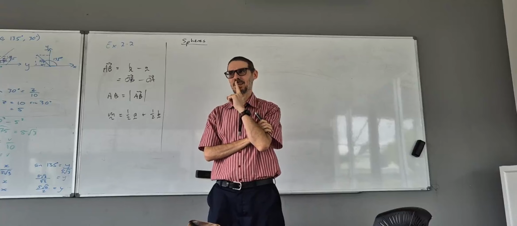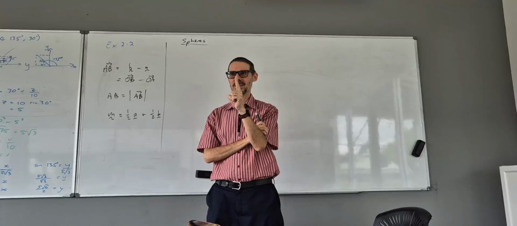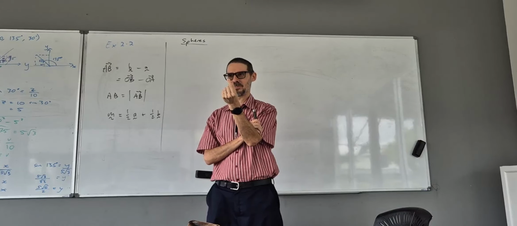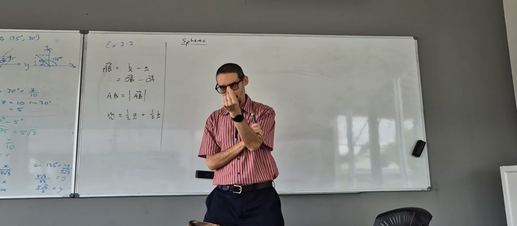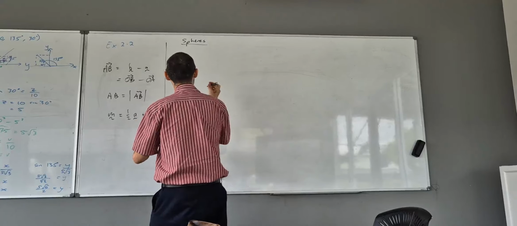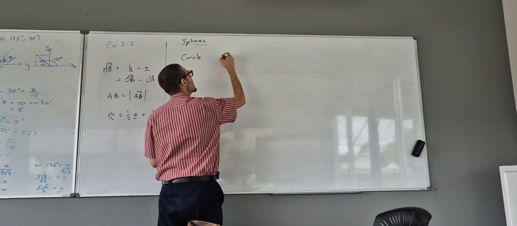So let me give you a different way to think about this. A sphere is the set of all points that are a given distance from the centre, in 3 dimensions. In 2 dimensions, you have a circle. So I can actually define a circle. We'll come back to this idea.